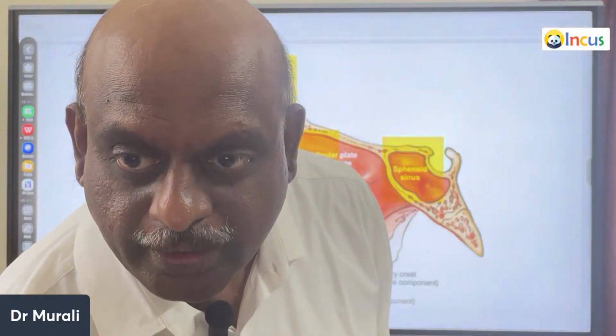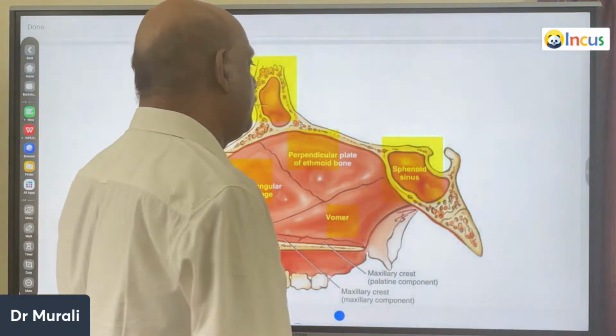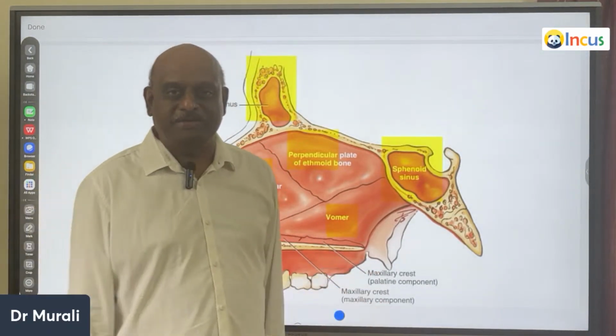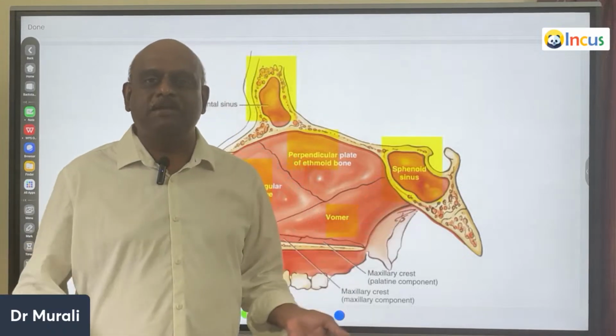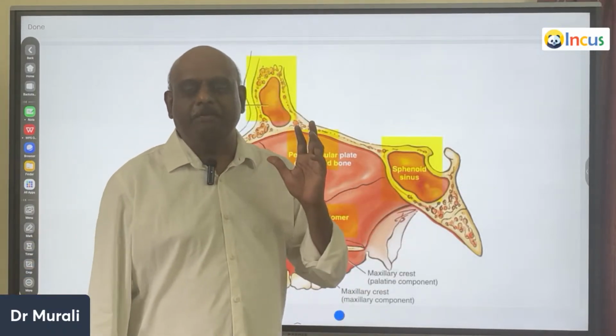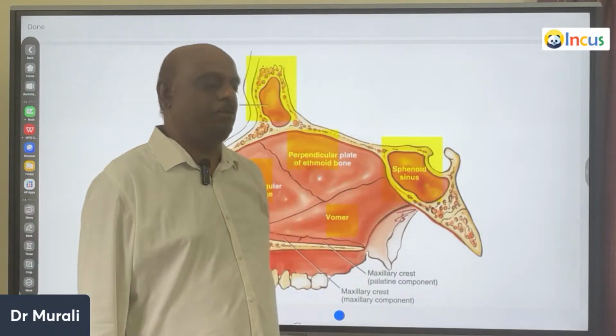So is the sphenoid bone a pneumatic bone, sir? Beautiful question. You have a sphenoid sinus. The moment you have a paranasal sinus, it is a pneumatic bone. As simple as that. Any calvarial bone which contains a paranasal sinus is a pneumatic bone.